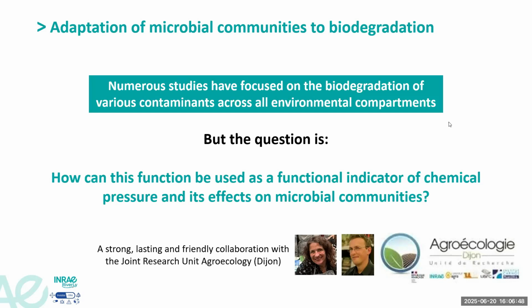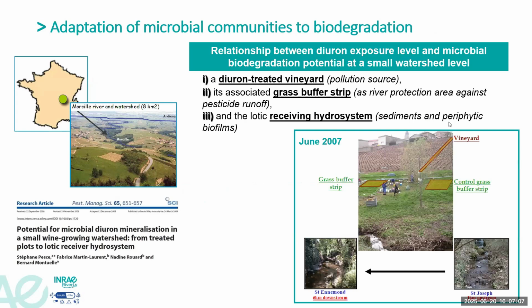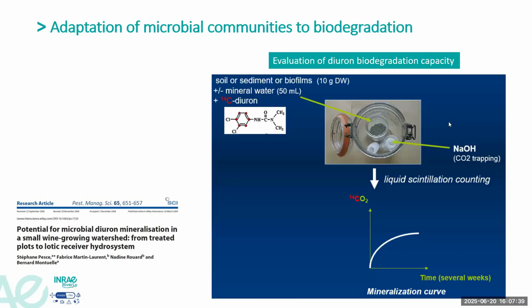So I've been working on this topic since my postdoc, in close collaboration with colleagues from Dijon, including Marion and Fabrice, who are in Pharmera. And the first study we performed was also in the Morcille River. During this study, we collected soil and aquatic samples in a vineyard, in 2 grass buffer strips located downstream from the vineyard. One buffer strip received all the water from the runoff, and another one was not directly exposed to the vineyard runoff. And we also collected sediment and periphytic communities upstream and downstream from this vineyard parcel.